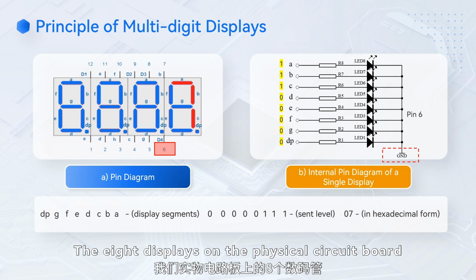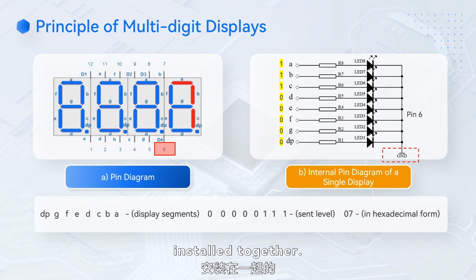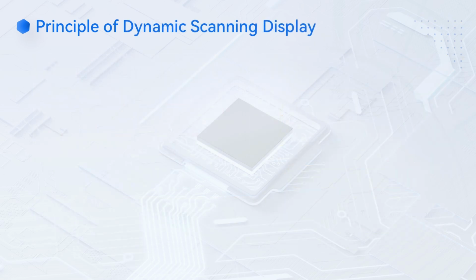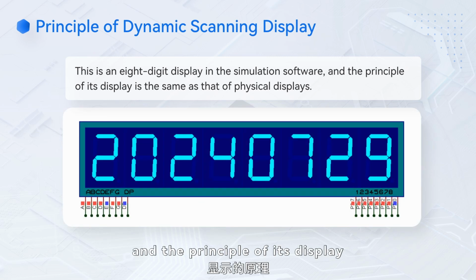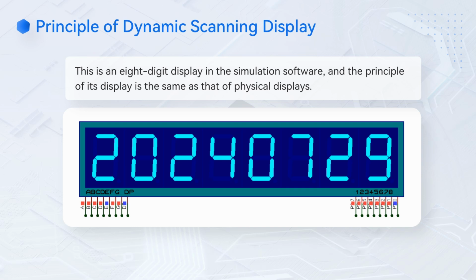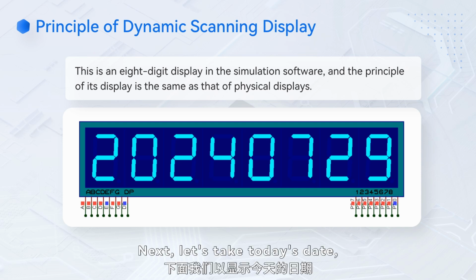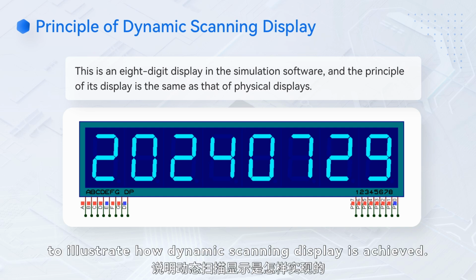The 8 displays on the physical circuit board consist of 2 such 4-digit displays installed together. This is an 8-digit display in the simulation software, and the principle of its display is the same as that of physical displays. Next, let's take today's date, July 29, 2024, as an example to illustrate how dynamic scanning display is achieved.